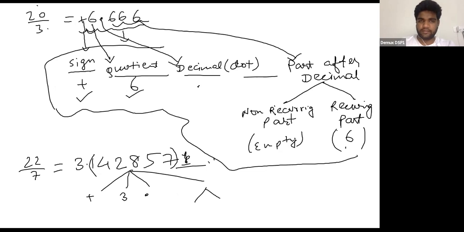That's it. That's the question. So the sign you can find easily, right? If the numerator and the denominator are of opposite signs, then you can put a negative sign here. Otherwise, you can put a positive sign. So the sign is not a big problem.